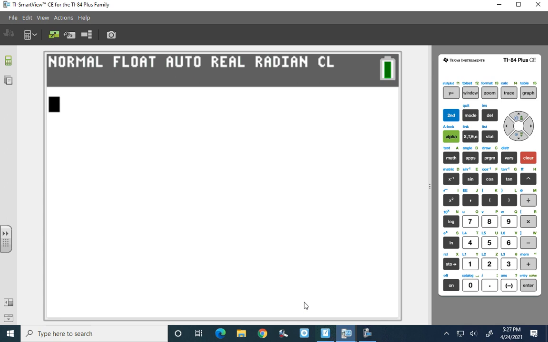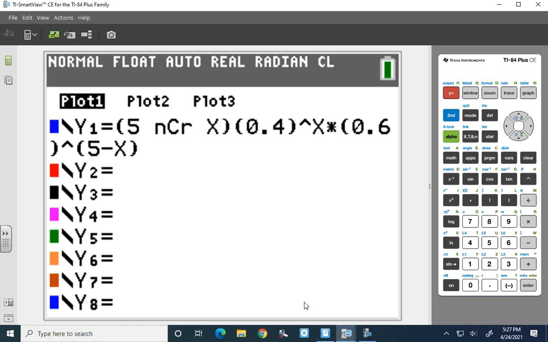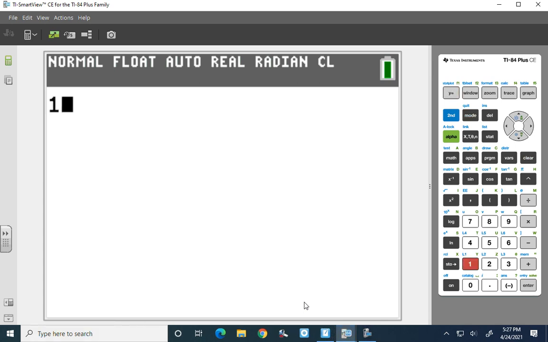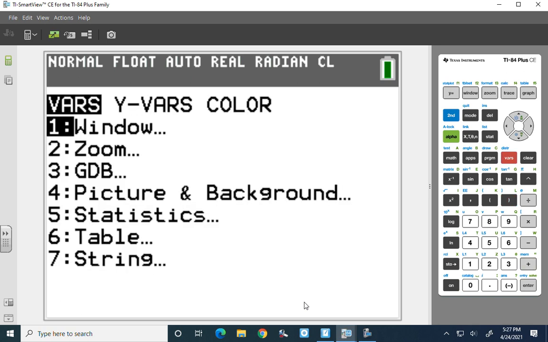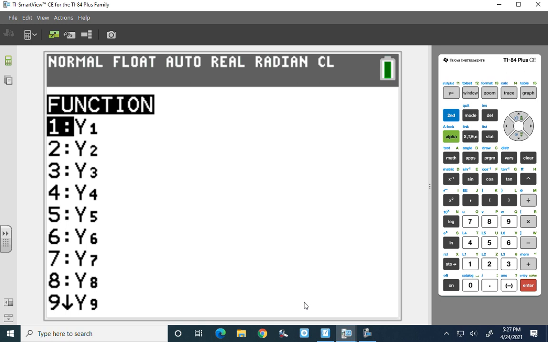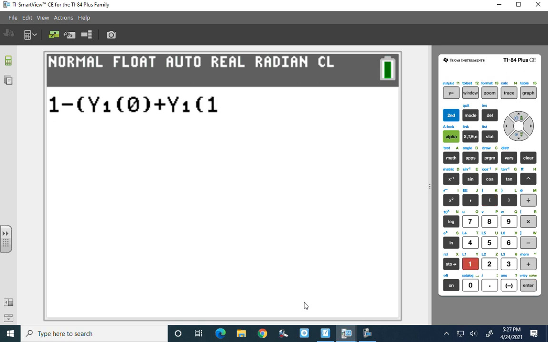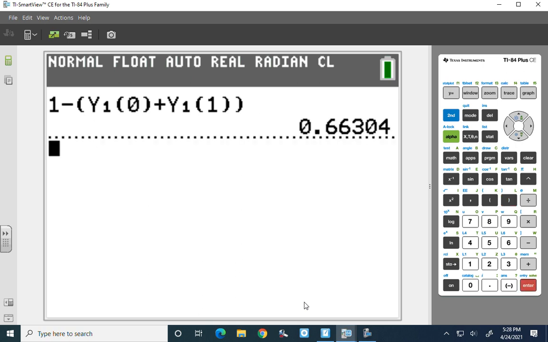So since I have the equation in y1, I could tell it to take 1 minus, I'll put this in parentheses and evaluate y1 at 0 plus y1. Again, go to variables, y variables, function, y1 at 1. Again, I'm just using that function P I've already defined in your y equals menu and writing the calculation the same way I have on my slide there. What do we end up with? 0.66304.